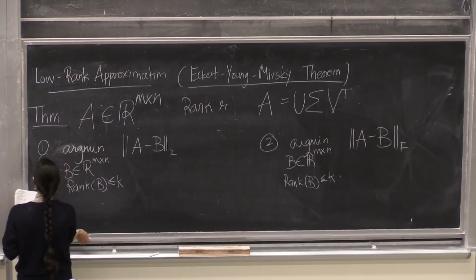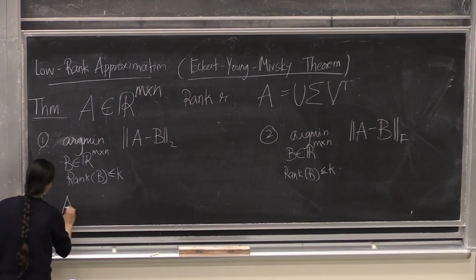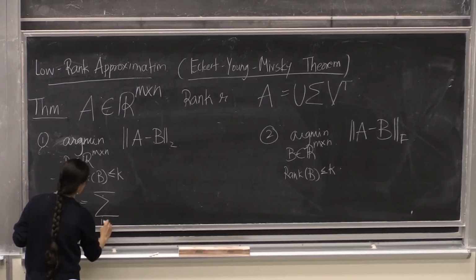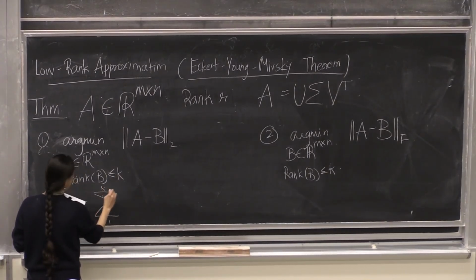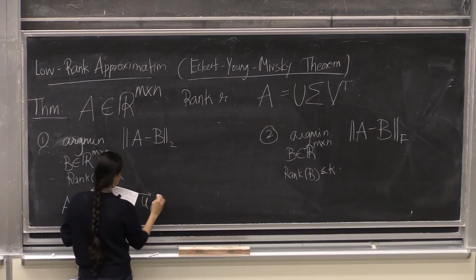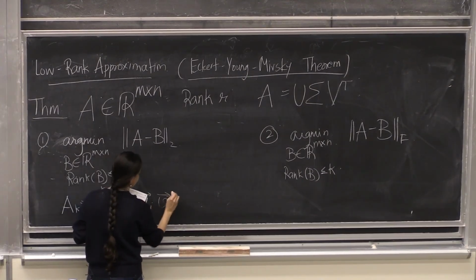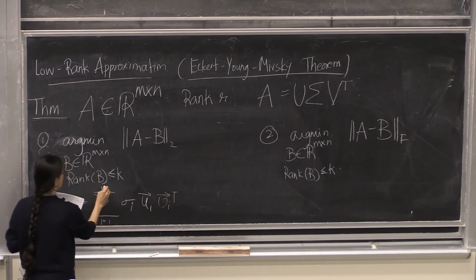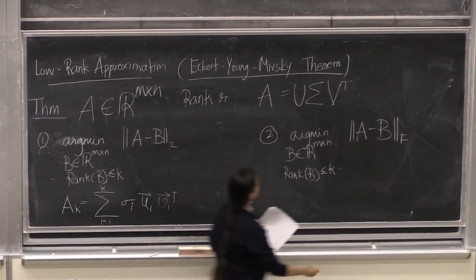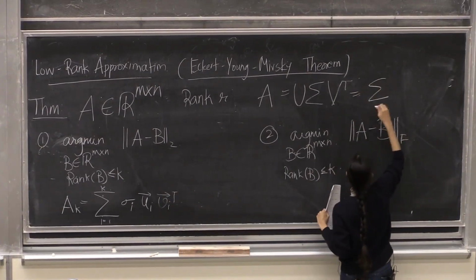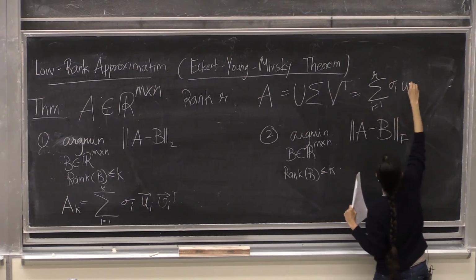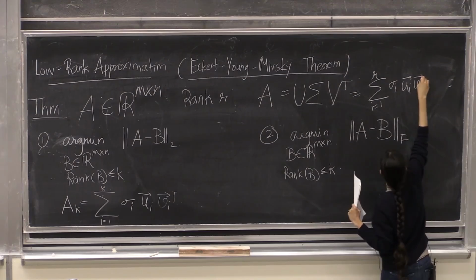Well, I'm going to define A_K, which is the sum from i equal to 1 to K, sigma_i, u_i, v_i transpose. So basically, take the SVD of A. I can also write this as the sum going from 1 to R, sigma_i, u_i, v_i transpose.